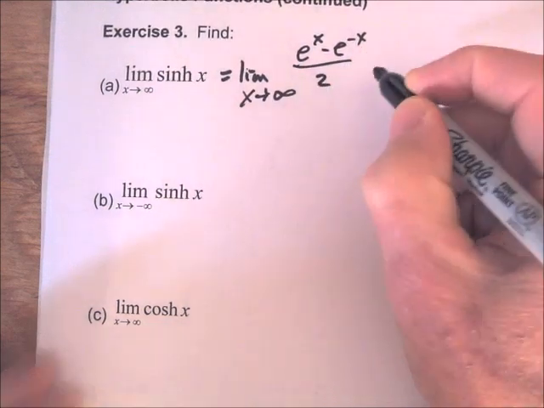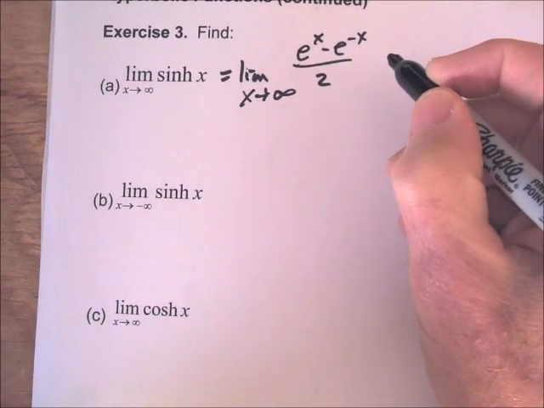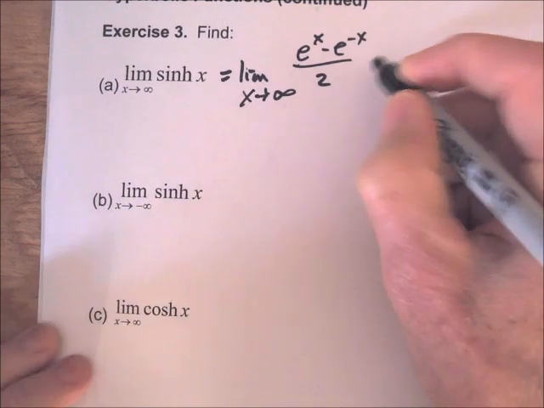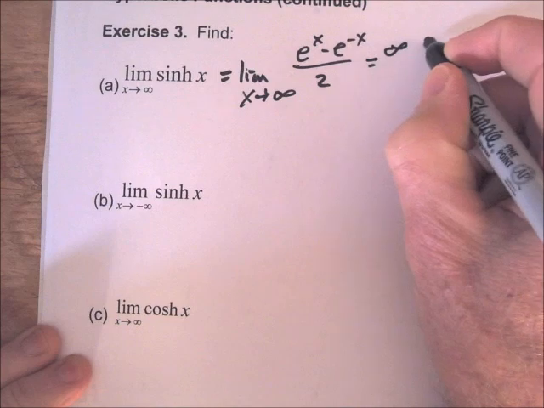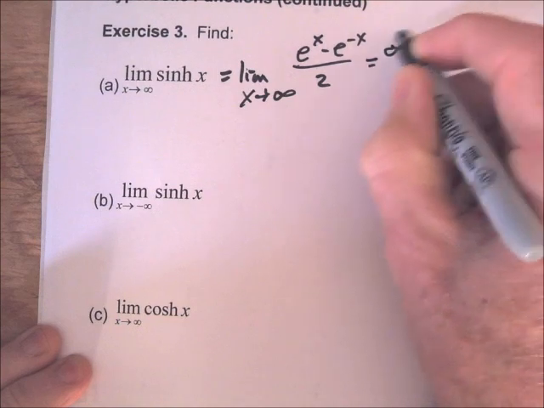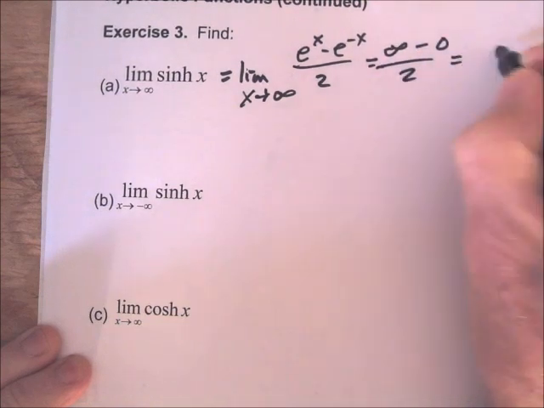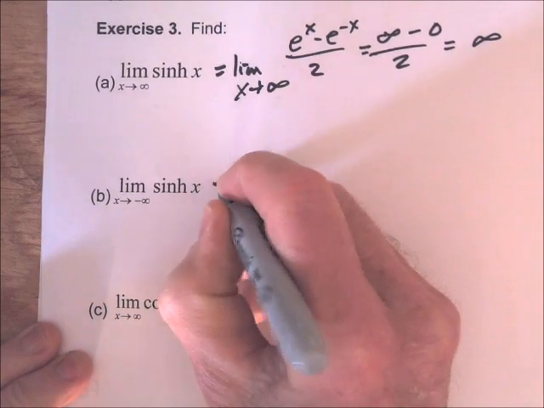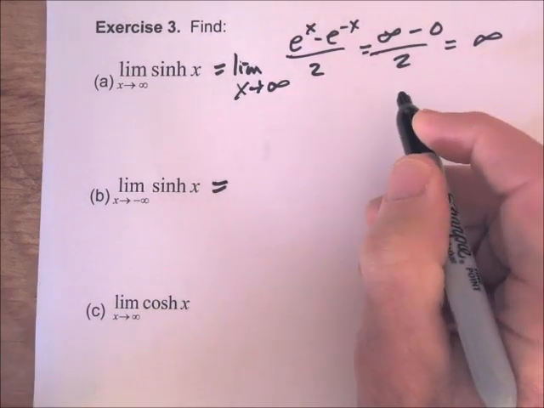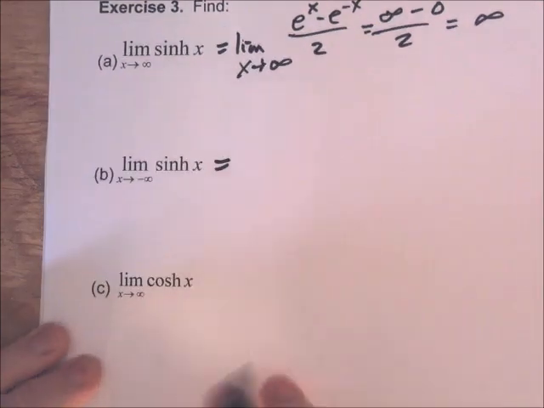So this is the limit as x goes to infinity of e to the x minus e to the minus x over 2, and that's going to e to the x. It will go to infinity. This is infinity over 2, which is equal to infinity. So there's no asymptote there. Just the limit goes to infinity, though.